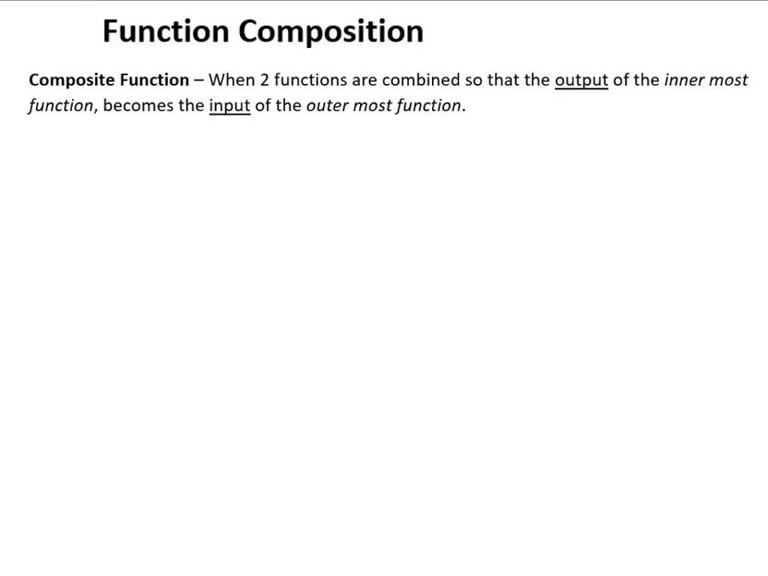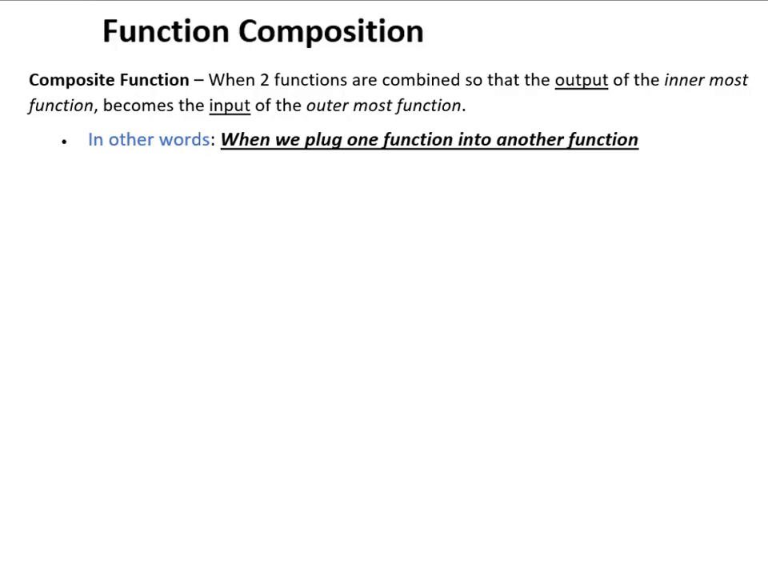Next, we're talking about function composition or composition of functions. Okay, so what does that mean? What is a composite function? So it's a function basically that's composed of two functions. So we'll read our definition here. It says when two functions are combined so that the output of the innermost function becomes the input of the outermost function. And that sounds pretty confusing. This is technically a correct definition here. A much easier way of saying this is when we plug one function into another function.